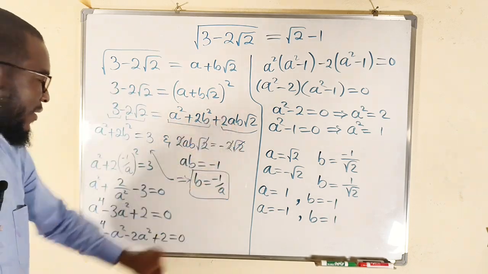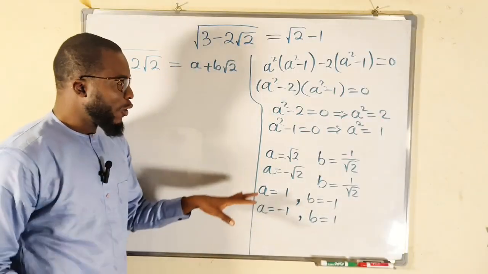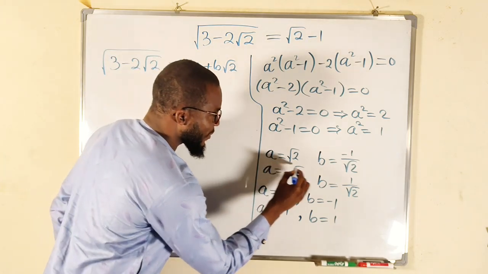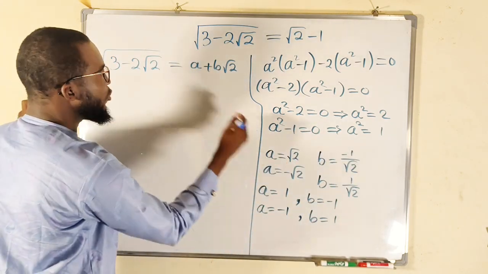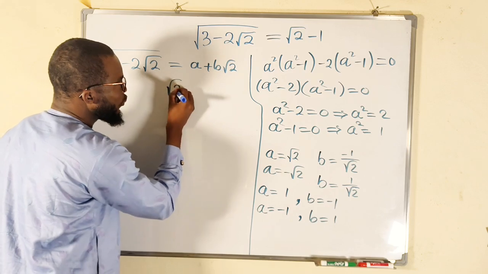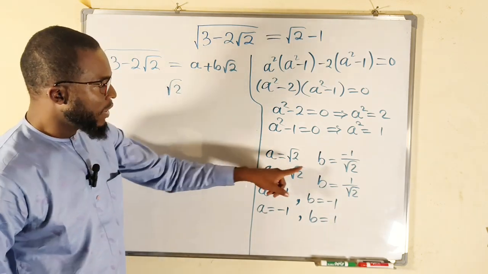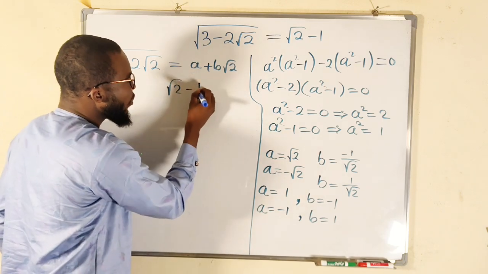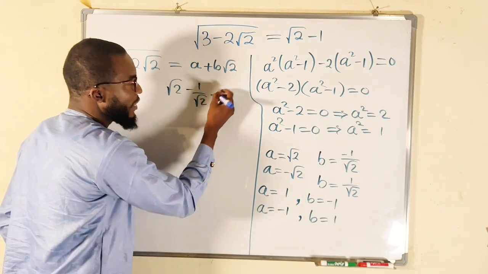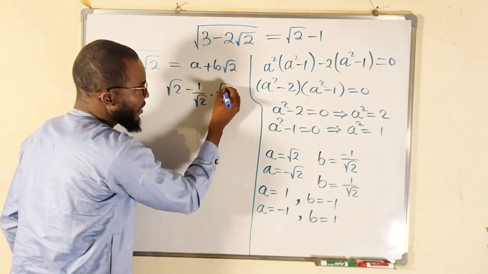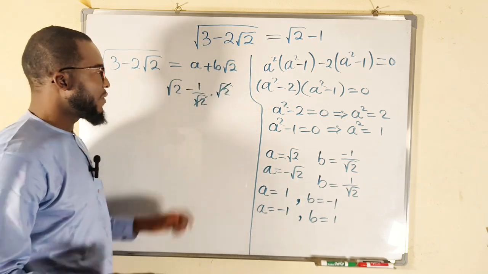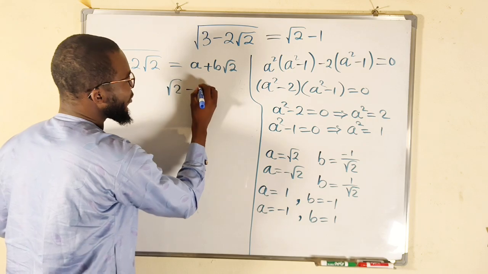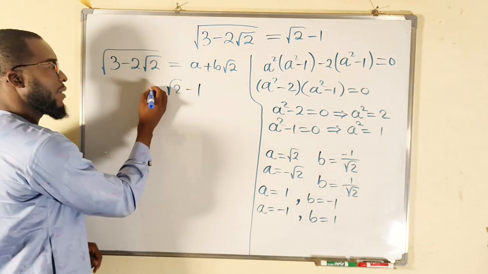So let me take down all of this. So our combination, a plus b root 2. So let's take the first combination. We have a to be root 2. B is negative 1 over root 2, sorry. Times another root 2, which is right here. You see that this will cancel this, leaving only root 2 minus 1. So let me write it directly here. I don't have much space. This is our first solution.